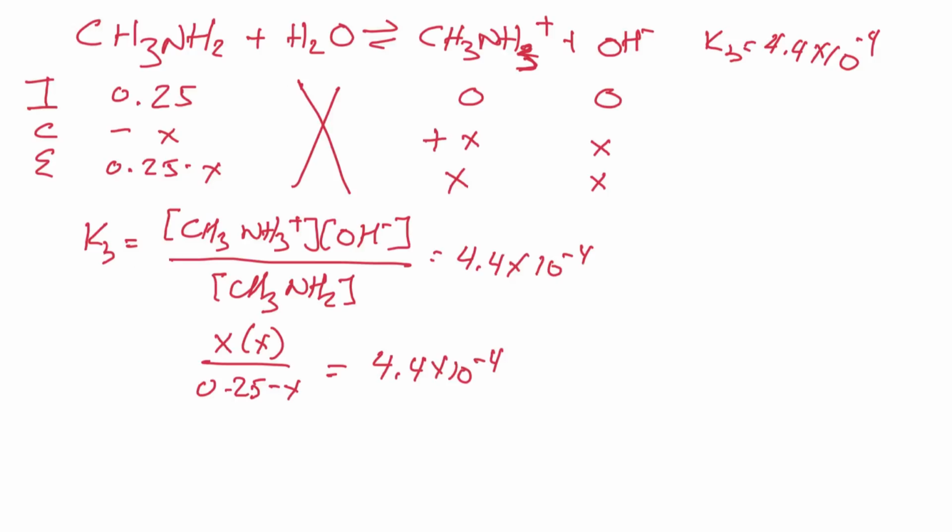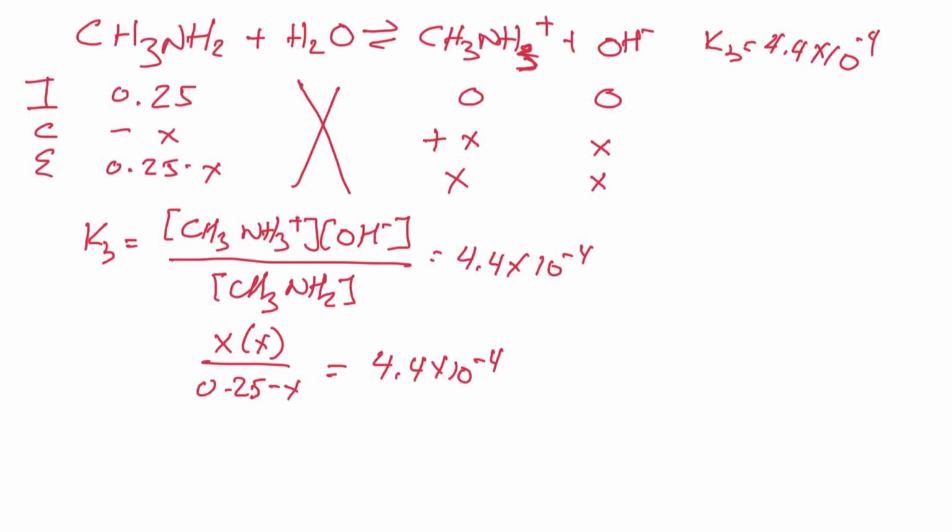Here I'm going to use a little trick. Because the degree of dissociation is really tiny, meaning the Kb is really small, I'm going to ignore the x in the denominator, so that instead of having to solve a quadratic equation, I can simplify my life and isolate the x more easily. I'm going to say that 0.25 minus x is approximately the same as 0.25. So really what I have to solve is x squared over 0.25 equals 4.4 times 10 to the negative 4. Now I can solve this for x.